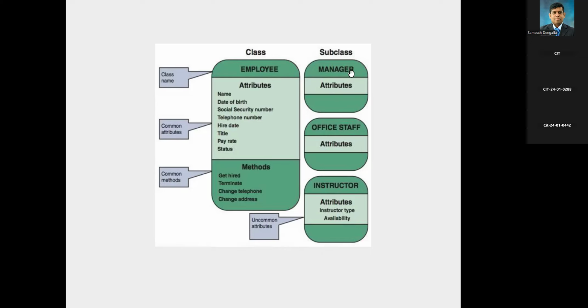Right. So manager and office staff, you can notice according to the graphic, will have the same set of attributes and the methods, whereas the instructor has a set of uncommon attributes. So in this particular case, we have 2 uncommon attributes. We have instructor type and availability.